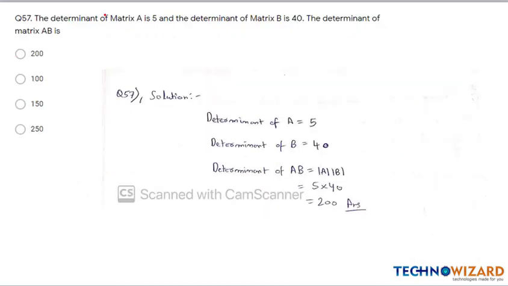Question number 57. The determinant of the matrix A is 5. The determinant of the matrix B is 40. Find the determinant of AB. The determinant of AB is given as the determinant of A into the determinant of B, and by putting the values you will get the determinant of AB as 200.